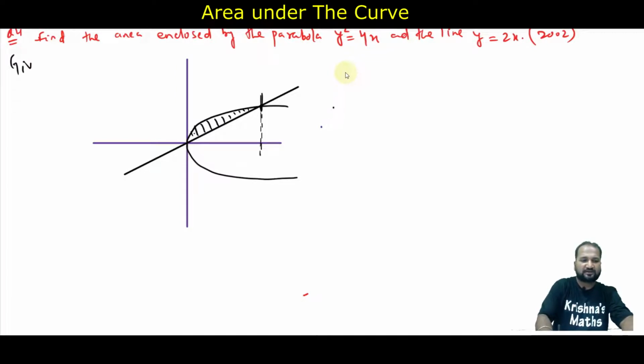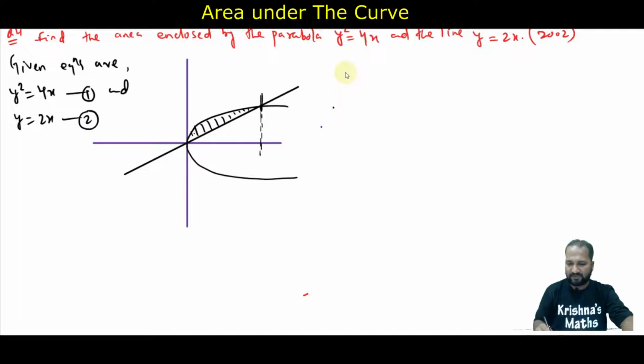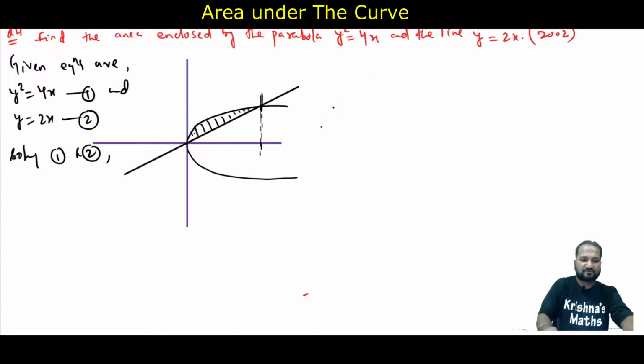Given equations are: the first equation is y square is equal to 4x, let it be equation number 1, and the second equation is y is equal to 2x, equation number 2. To get the point of intersection, solving equations 1 and 2 simultaneously, that is using 2 in 1.